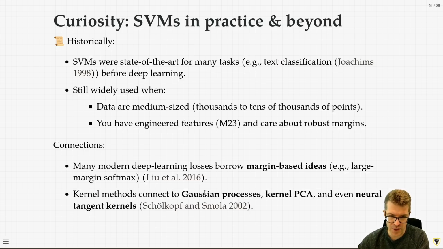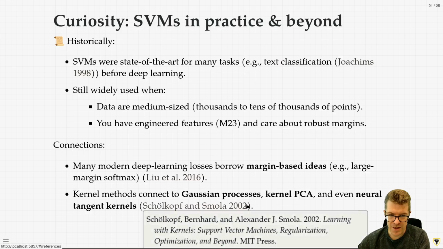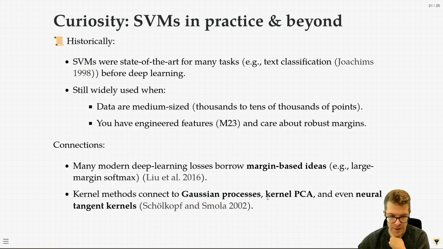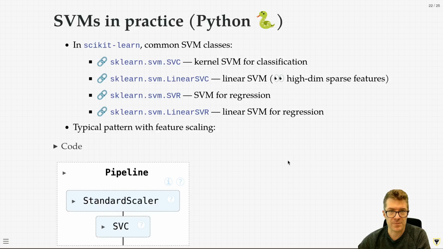Kernel methods generally connect to Gaussian processes, kernel PCA, and neural tangent kernels. This is from older work, but is still relevant today. We'll talk a little bit about PCA and neural methods in the near future.